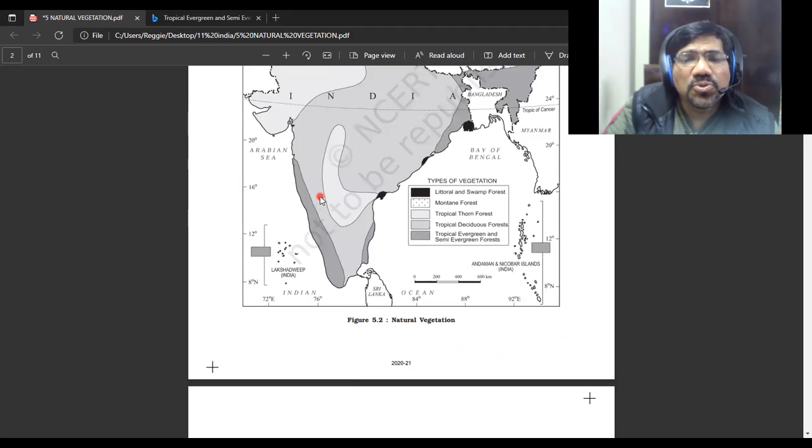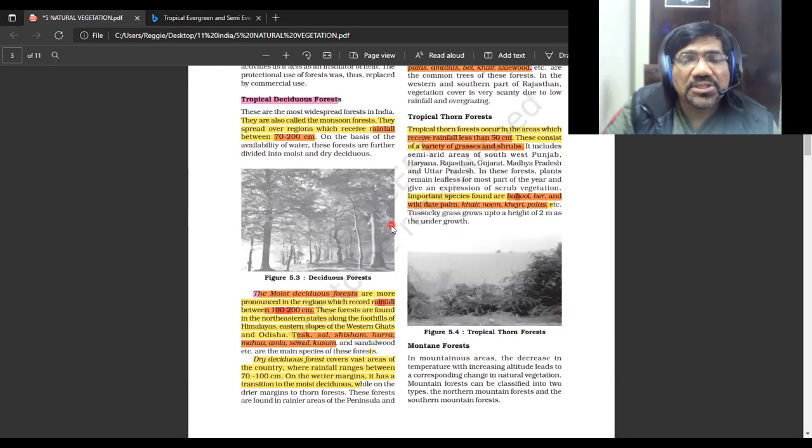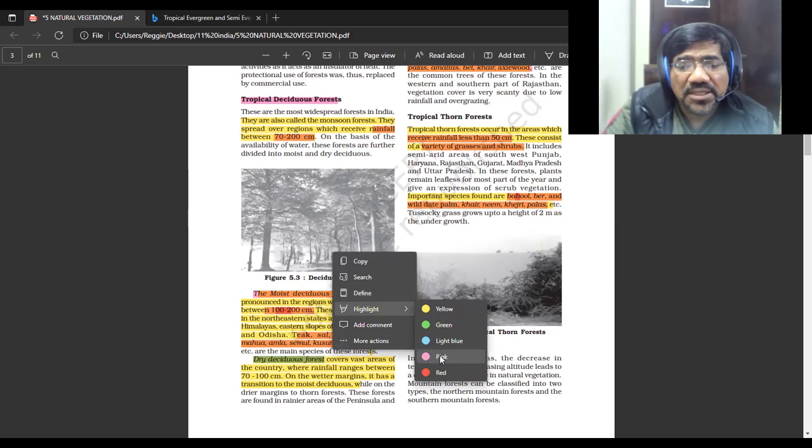Now, how do I show it to you? This particular region is the tropical deciduous forest. In this, if you draw a line here, then what you will see is that here the rainfall is more, here the rainfall is a bit less. So here and here there are 2 types, and the same thing is being shown in the deciduous forest: moist deciduous and dry deciduous. So the deciduous forest again is divided into 2 parts: the moist deciduous and the dry deciduous.